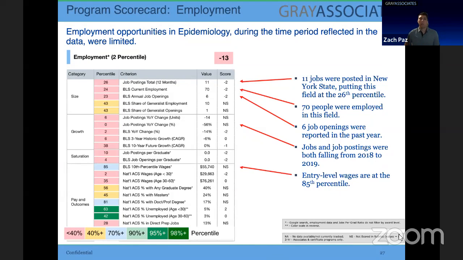So let's then look at employment. This is one section which isn't as strong as the other two in terms of the data that's available. First thing to notice that in New York, we're tracking not only how many are currently employed in occupations related, based on BLS, but how many job postings there were in the last 12 months. In this case, there's currently 70 employed in occupations related to epidemiology and about 6 job openings per grad.